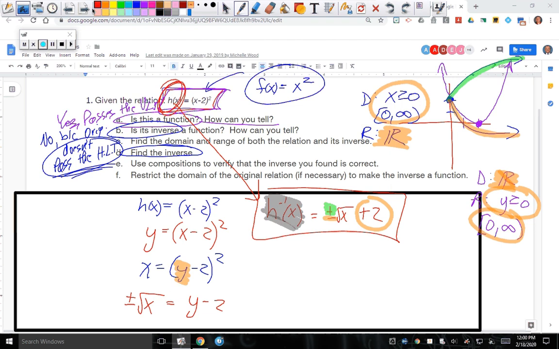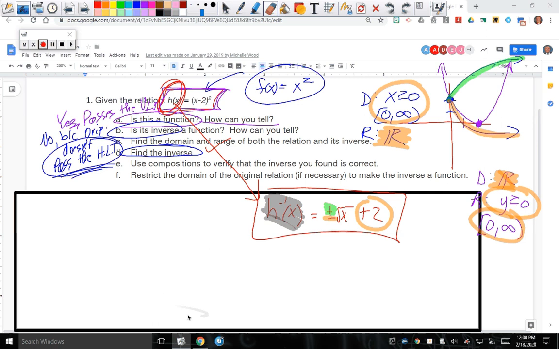Alright, so find the inverse, we already did. Use compositions to verify that the inverse you found is correct. So looking at this right now, let's go ahead and jump to F. I have to restrict the domain of the original, possibly, which in this case I do, to make the inverse a function. What's the domain restriction that I had to do on the purple original graph?